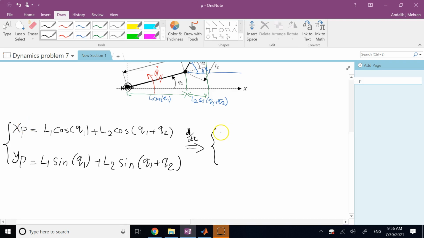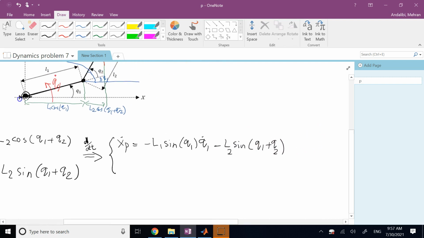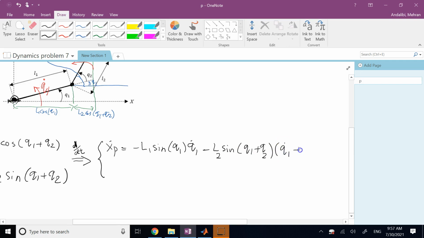So here, if I take the time derivative, it's going to be x dot of P, or velocity of P in the x direction. It is equal to, you take a time derivative, pay attention, this is a Q1, so you're not taking the Q1 derivative, you're taking the time derivative. So it's going to be the derivative of this one with respect to Q1, which is negative L1 sine of Q1. But because you're taking the time derivative, you have to multiply it by Q1 dot, correct? That's the chain rule. And then similarly here, this is going to be negative L2 sine of the summation, and then times the derivative of the term inside sine, which is Q1 dot plus what? Q2 dot.